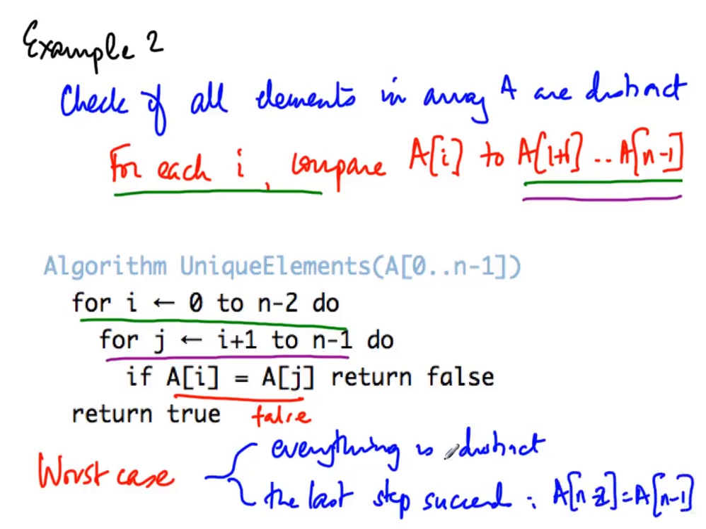So basically everything else fails, and then at the very last step, when you've gone through all the pairs, i is n minus 2 and j is n minus 1, you find A[i] is equal to A[j], and then you return false. In either of these two situations, you hit the worst case. So this is the worst case that we are going to now estimate. What is the basic operation here? The basic operation is this comparison, if A[i] equal to A[j]. So how many times is this comparison executed in the worst case?